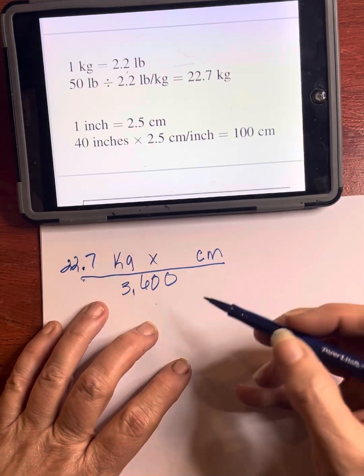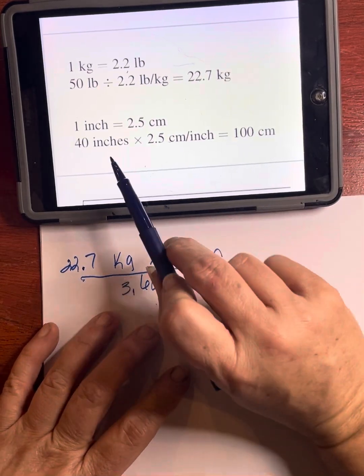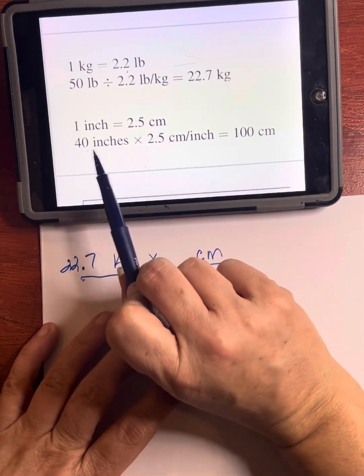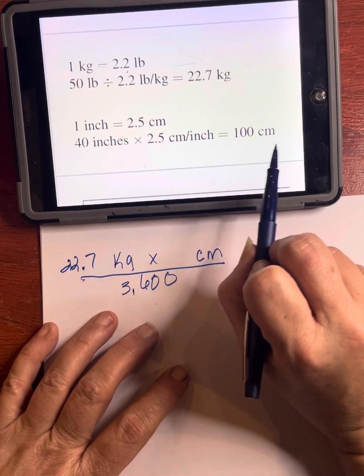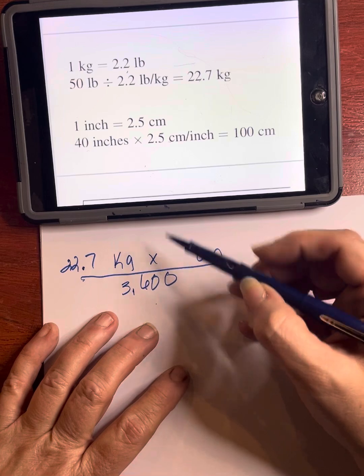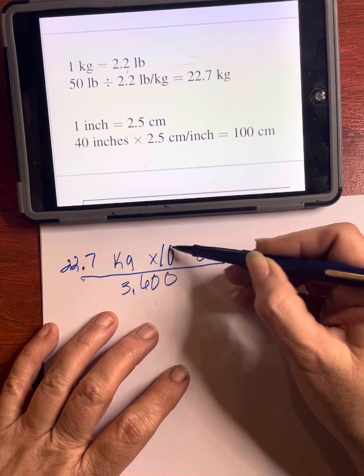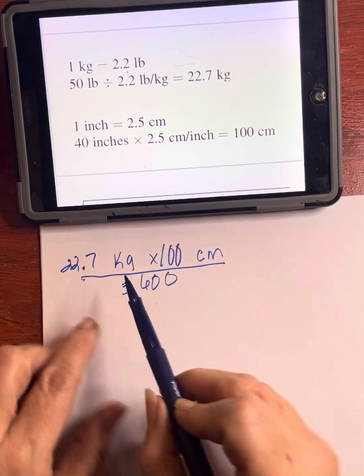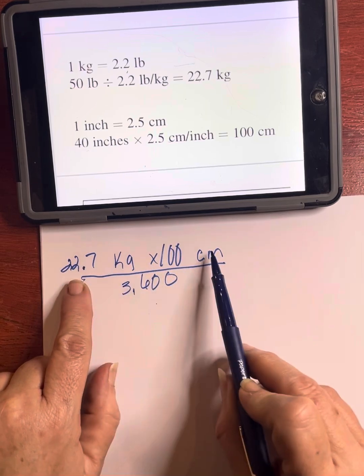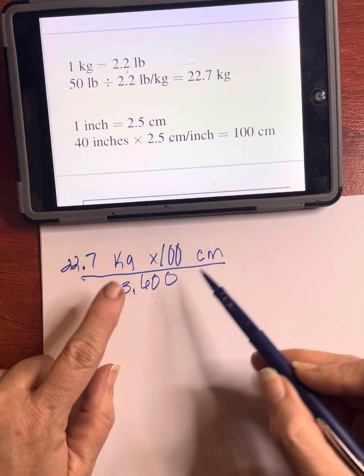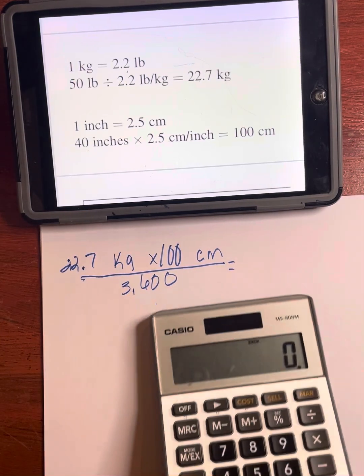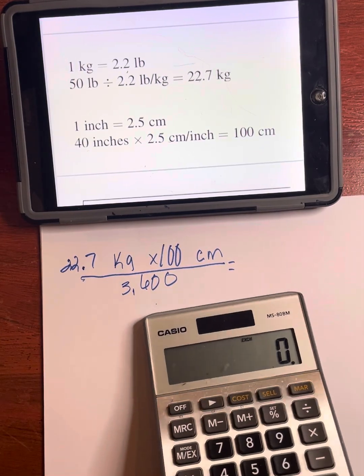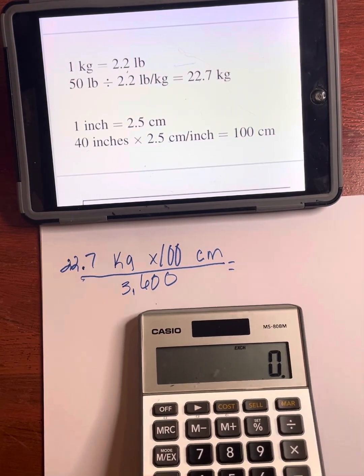Unless you've already learned that, then kudos to you. So 40 inches times 2.5 centimeters is 100 centimeters. So we're going to do all the math on the top and divide it by that number right there. Okay? Here we go. Get your handy calculator and do it with me so you know how to do it.